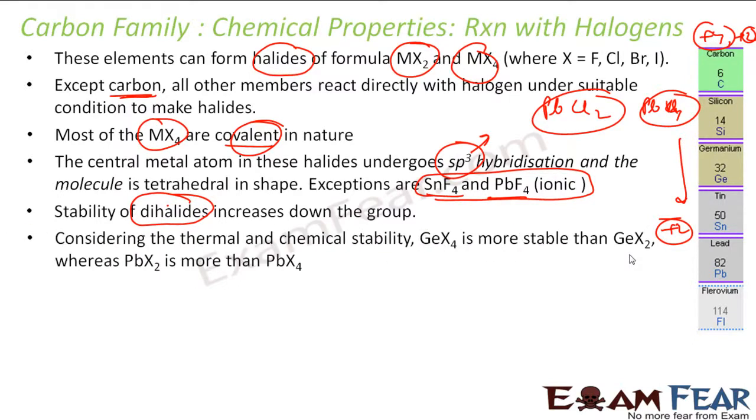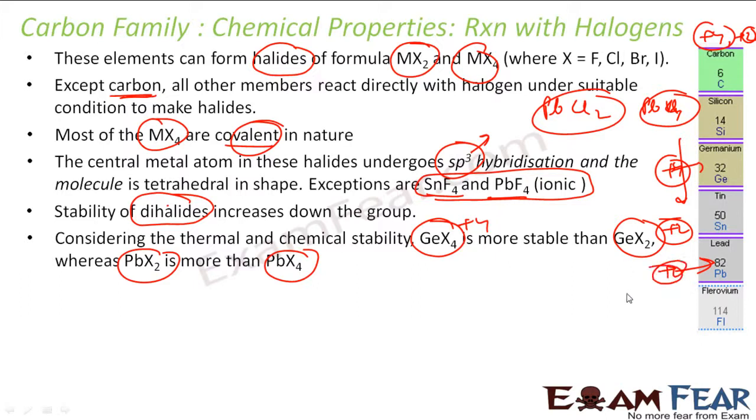For example, PbX2 is more stable than PbX4 because Pb +2 is stable. But if you talk about germanium, then GeX4 is more stable than GeX2, because Ge +4 is more stable, and for lead +2 is more stable. That's why in lead, PbX2 is more stable than PbX4, but in the case of germanium, +4 is more stable than +2.